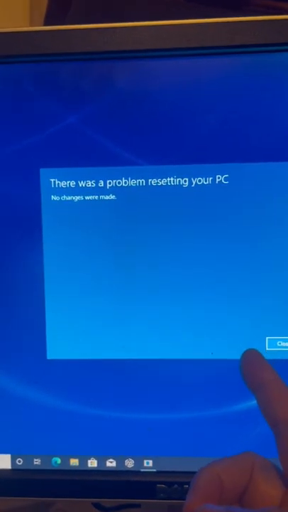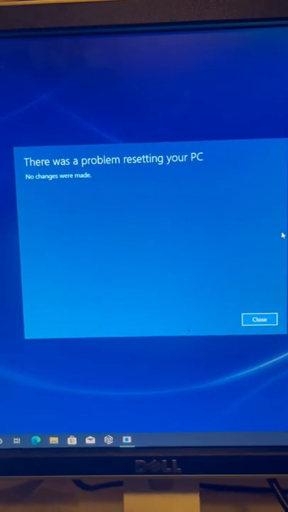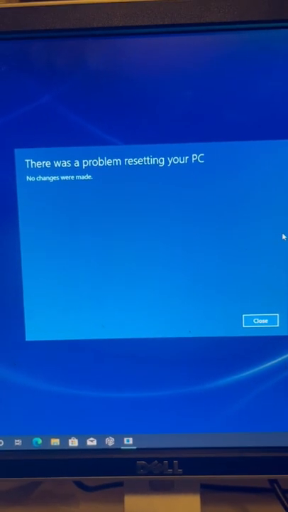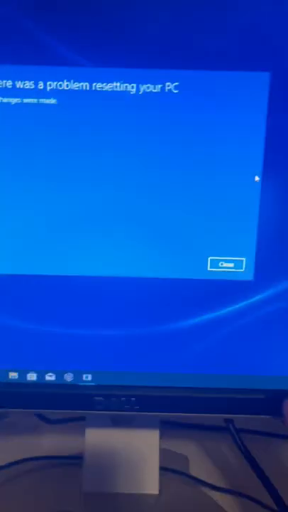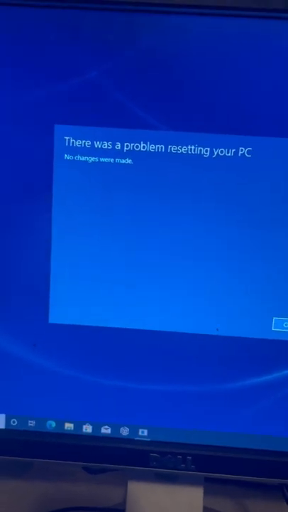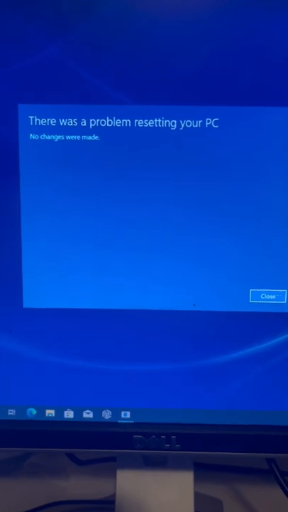So this was it. There was a problem resetting your PC. No changes were made. See, I'm not imagining this. And this was never hooked up to the internet. It's not even recognizing the network. And it's wireless, Ethernet connected. There is no Wi-Fi card in that.